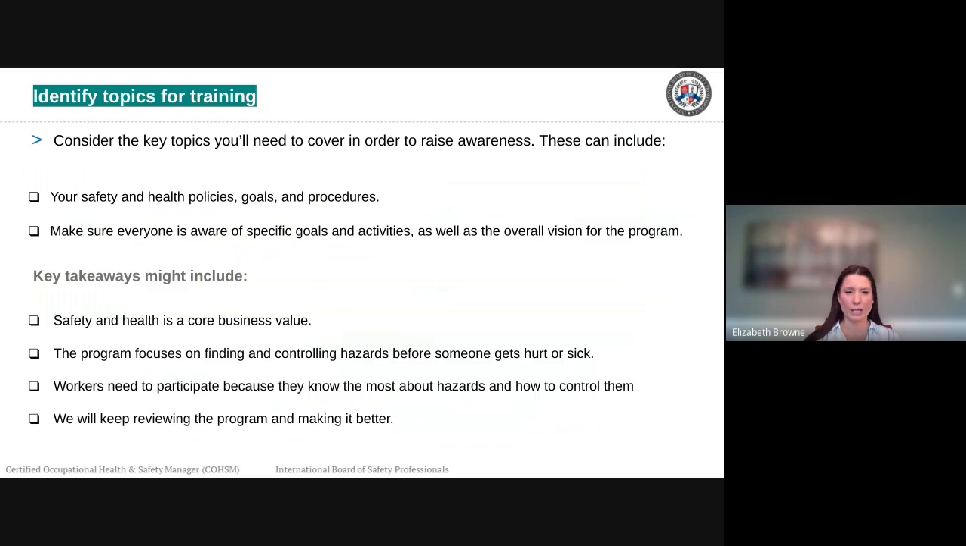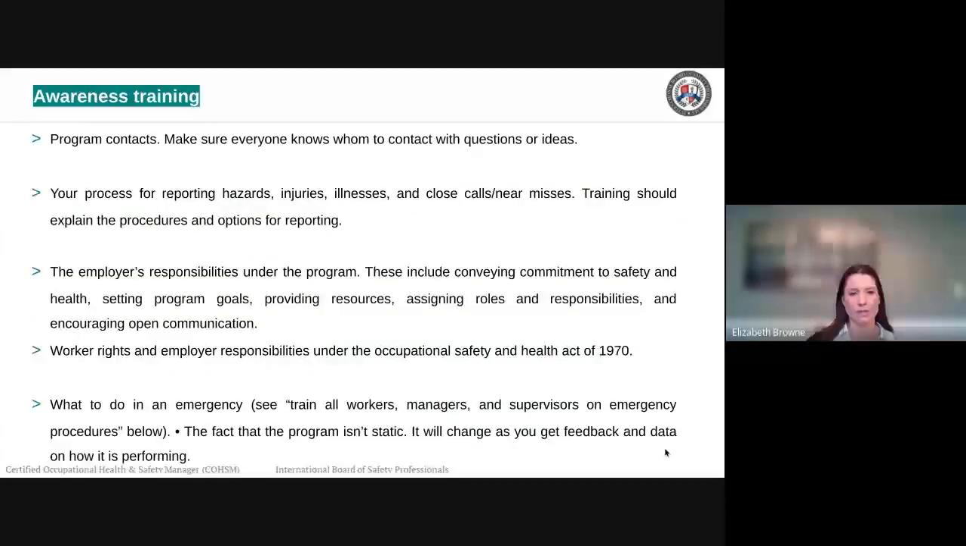So to identify topics for training, we want to consider the key topics you'll need to cover in order to raise awareness. So this can include your safety and health policy, goals, and procedures. We want to make sure everyone is aware of specific goals and activities, as well as the overall vision for the program. Key takeaways you might want to focus on would be safety and health as a core business value, that the program focuses on finding and controlling hazards before someone gets hurt or sick, so that we're being proactive, not reactive, that workers need to participate because they know the most about hazards and how to control them, and that we as a company will review the program and we want to make it better. So we're always trying to strive for continuous improvement.